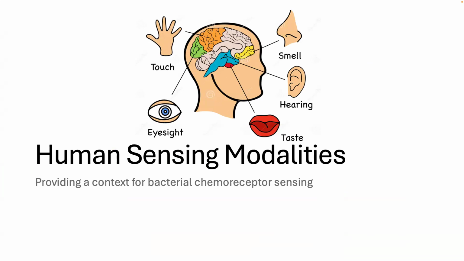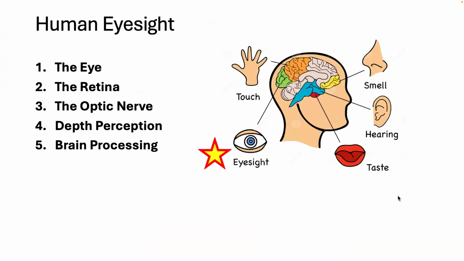Well, let me just quickly use human sensing modalities to make a point about what chemoreceptors do. And I'll just talk about 4 of the 5 senses. I'm not going to talk about touch. And so human eyesight, we have 2 of them. It gives us a chance to have depth perception.